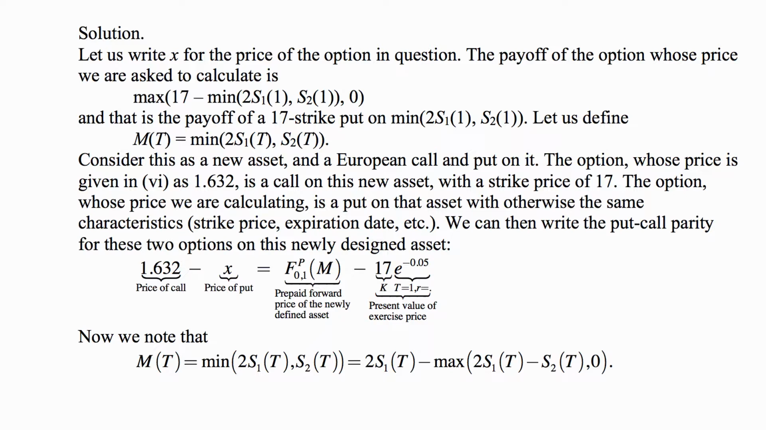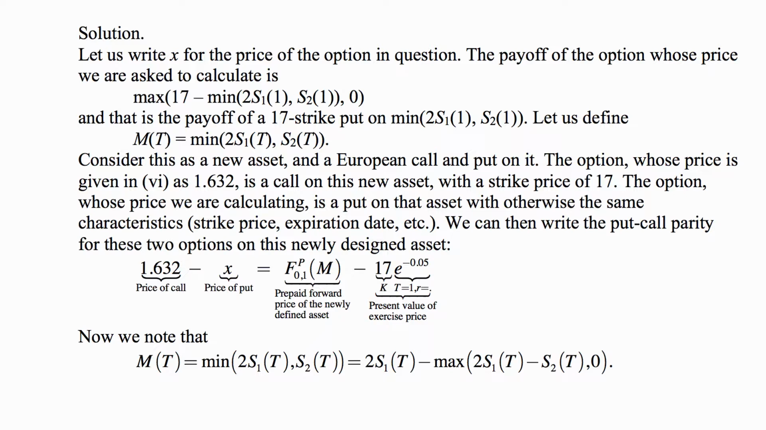And we will consider not just this new asset, but also a European call and put on it. The option whose price is given in part 6 of the question as 1.632 is a call on this new asset with a strike price of 17. The option whose price we are calculating is a put on that asset with otherwise the same characteristics, strike price, expiration date, etc., as the one whose price we have as 1.632.